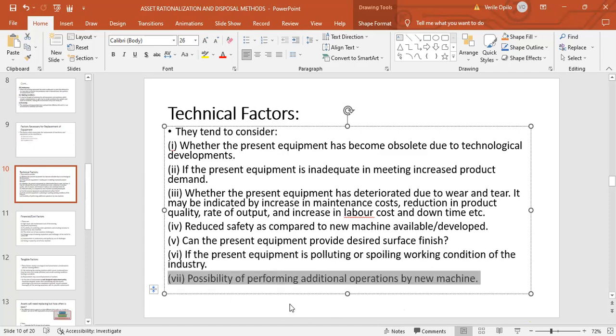And then the last one is, are there any possibilities of performing additional operations by the new machine? Saying that the new machines come with upgrades, and when these upgrades are made, it means that maybe there are some things that the old machine wasn't doing. So maybe you can be able to do some extra functions that the older machine was not doing. Then we have looked at the financial factors.